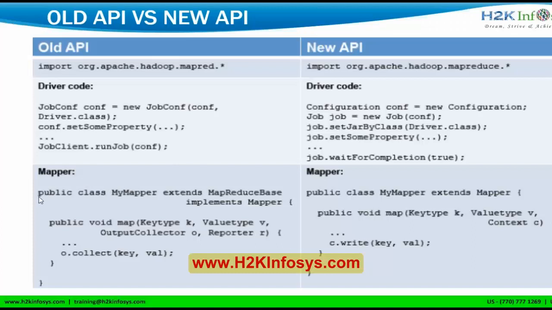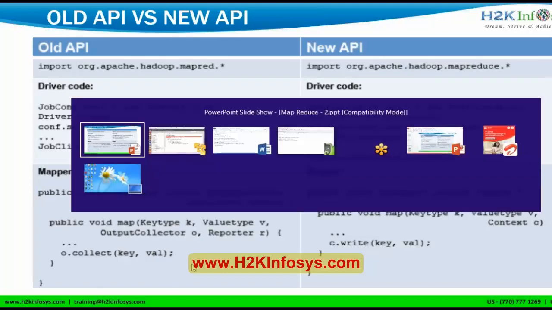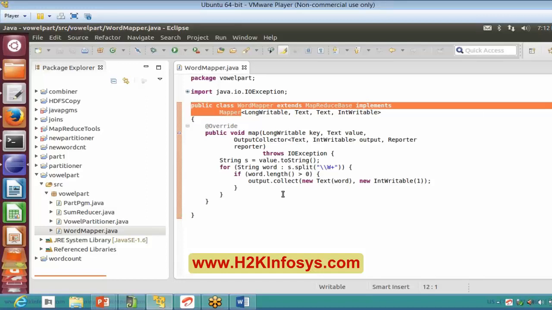So my old API has public class MyMapper extends MapReduceBase implements Mapper, and my map function has key, value, output collector and reporter. And the new API has just public class mapper name extends Mapper. So now explain to me whether it is the old API or the new API.